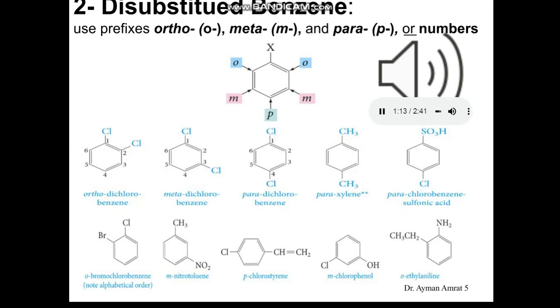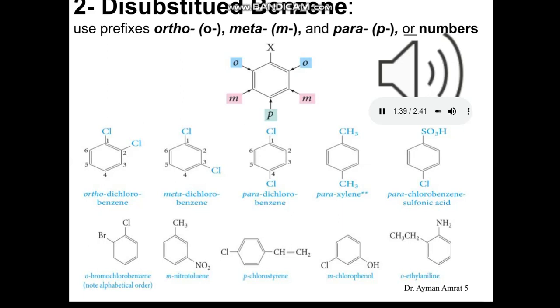If the two substituents are different, use alphabetic order, as in the example of bromochlorobenzene. Start with bromo, and since the two substituents are on carbon 1 and 2, it is ortho. So the name is ortho-bromochlorobenzene.